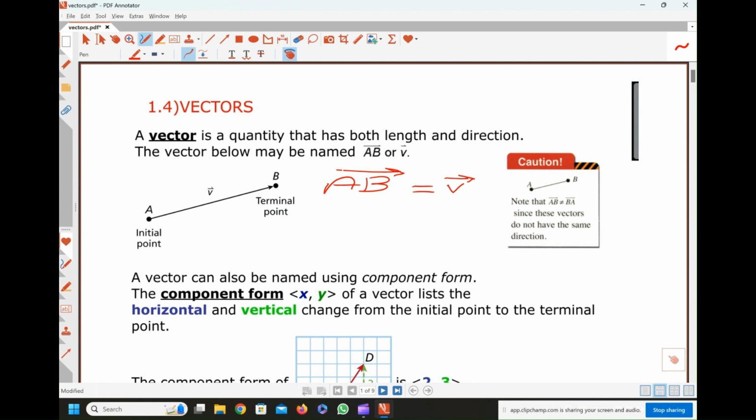The order matters here. This vector means from A to B. A is the initial point, B is the terminal point. If you switch the places, it becomes from B to A, so the direction of the arrow changes. A to B is not the same as B to A. You have to be careful about that.